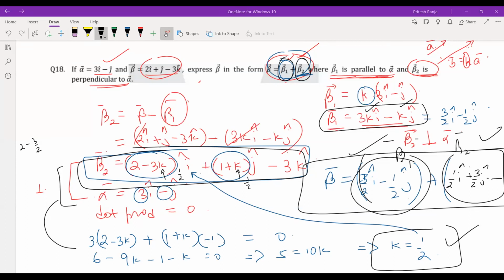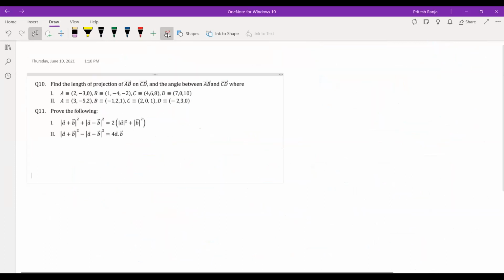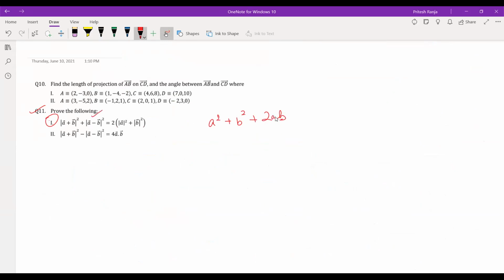So this question just now we did, exactly similar to this question we did. Question number 11, you can see. You have to prove that number 1. So a plus b, this means square it. If you square, you will get a square plus b square plus 2ab. Here also if you square that, you will get a square plus b square minus 2ab. So this gets cut. You have 2 times a square plus b square.